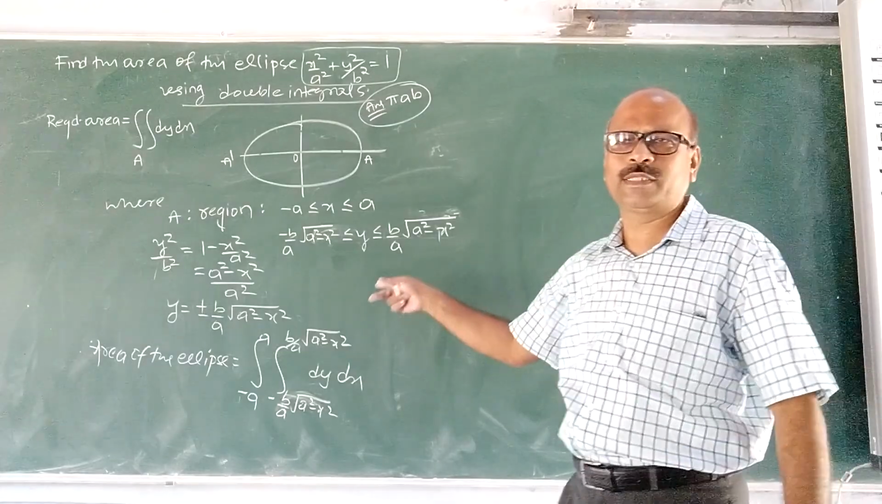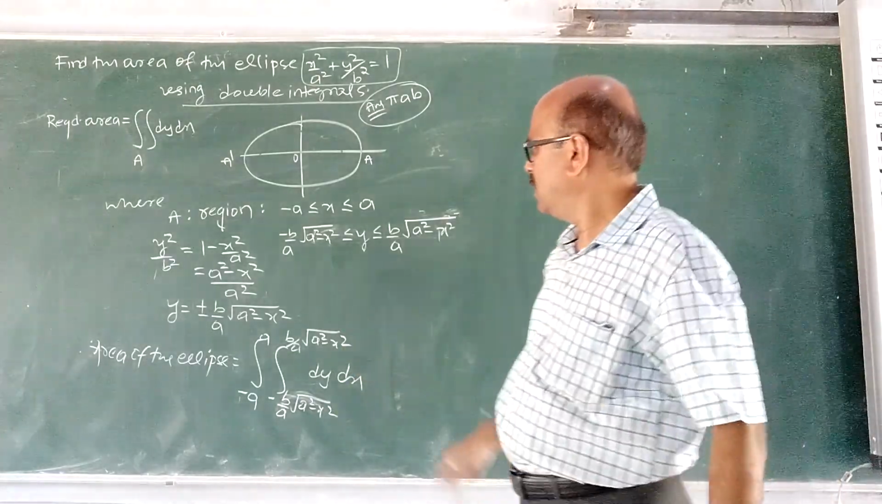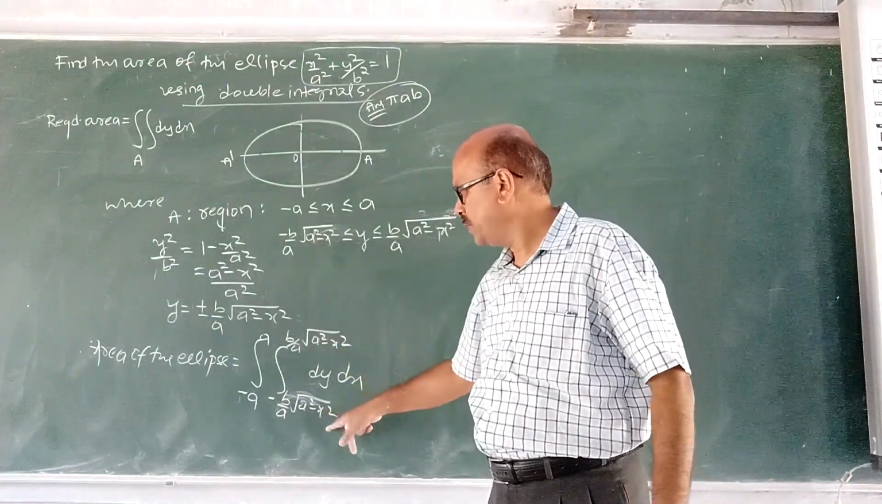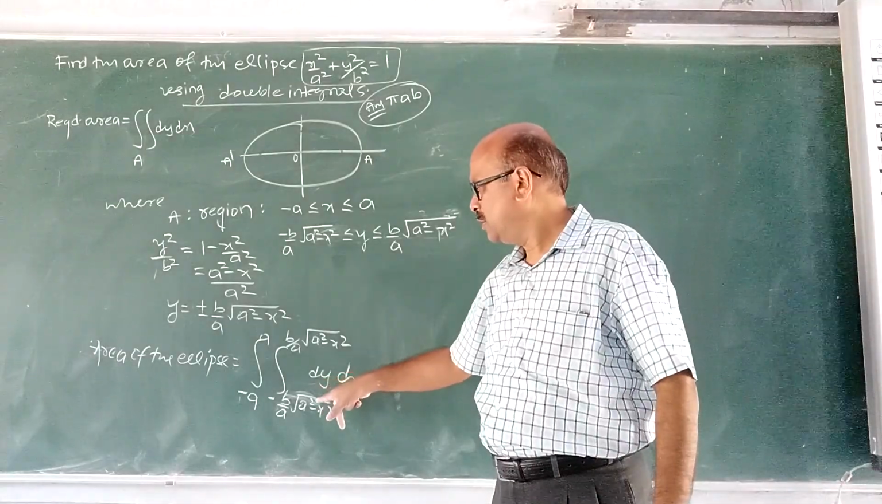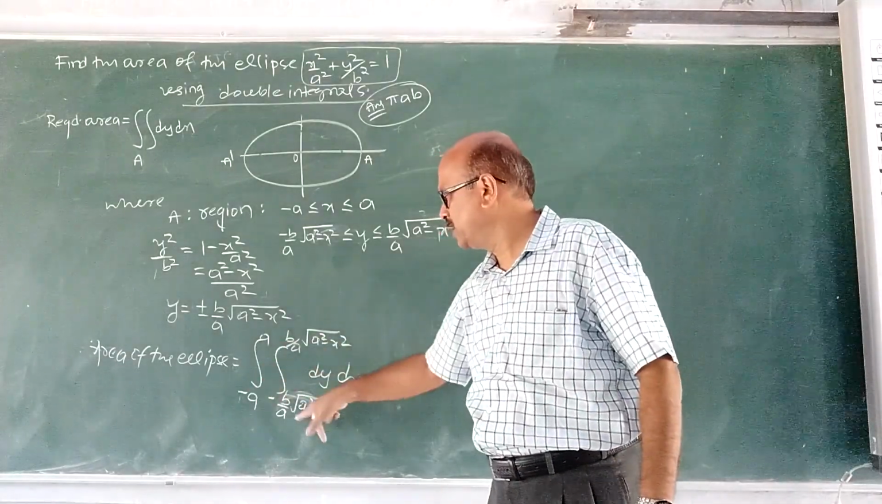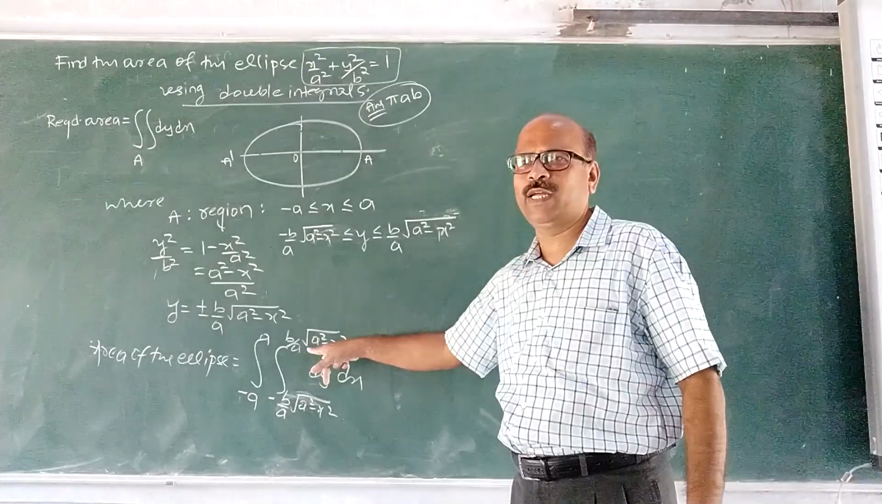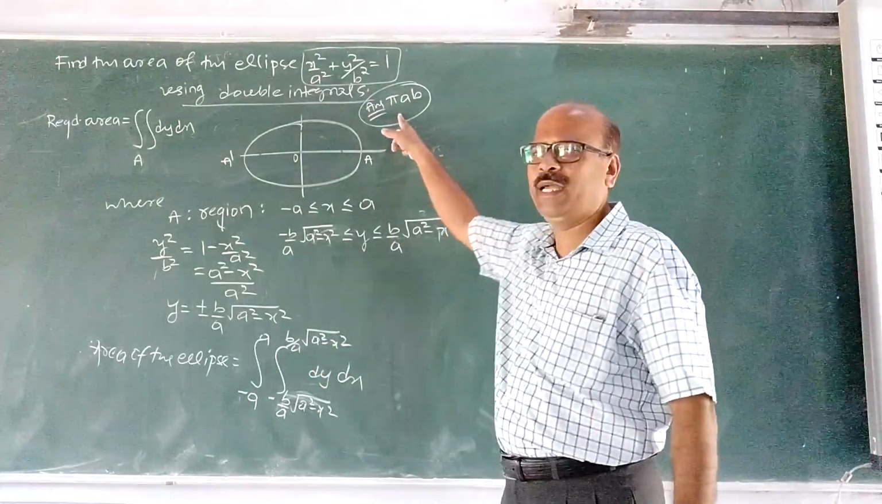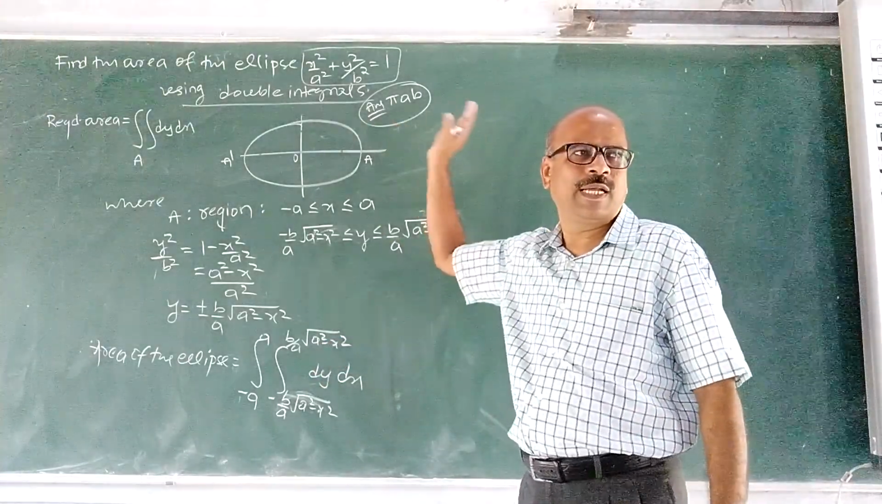Take this as an exercise. Next step you have to continue here. Take this as 4 into 0 to a, 0 to b by a root a square minus x square. Answer is pi ab. You note down the answer and try this as an exercise.